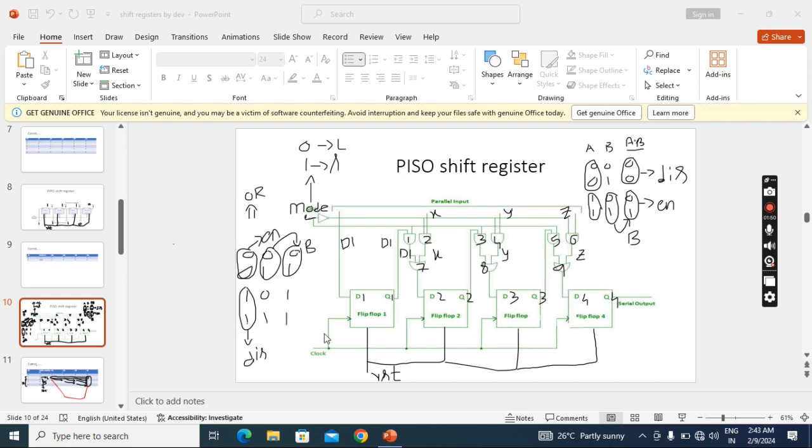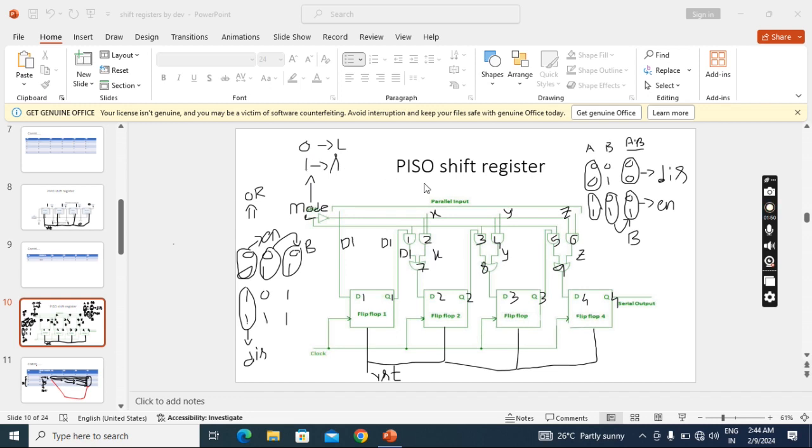Here I used a common clock to all flip-flops and a common reset to all flip-flops. Along with the clock or reset, data input and data output, I need another input that is called the mode input. Initially I have to apply parallel data, that is called parallel loading. For loading data, this mode should be 0. Then after loading I will change the mode value. To shift the data I will change this mode value to 1.